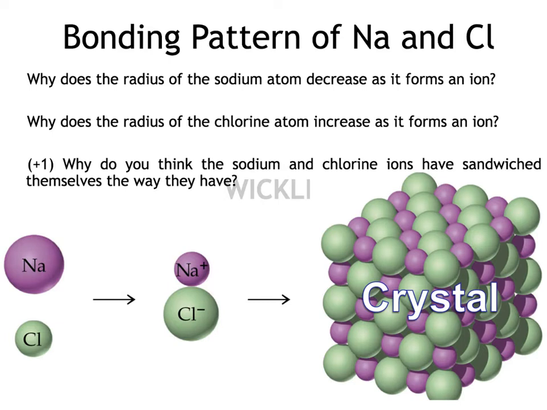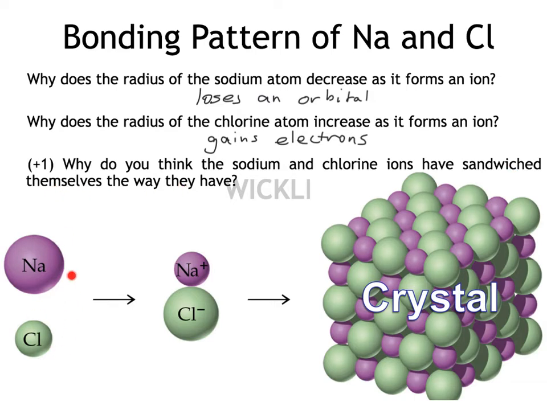It says, why does the radius of the sodium atom decrease as it forms an ion? That's because it loses orbitals, and the radius of the chlorine atom increases as it forms an ion because it gains electrons. But the really important thing on this slide is the question with +1 beside it. Why do you think the sodium and chlorine ions have sandwiched themselves the way they have?